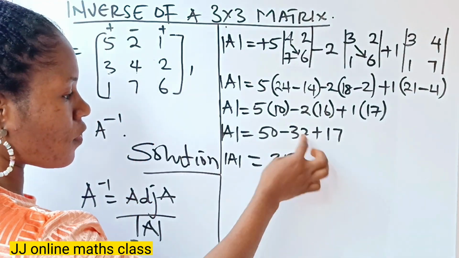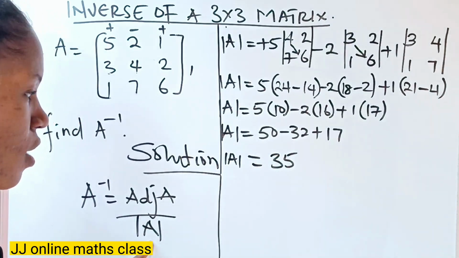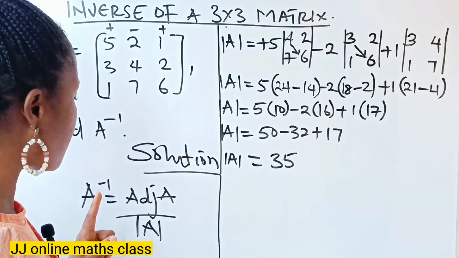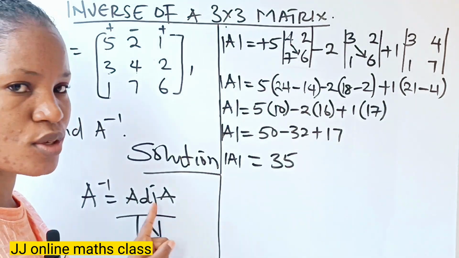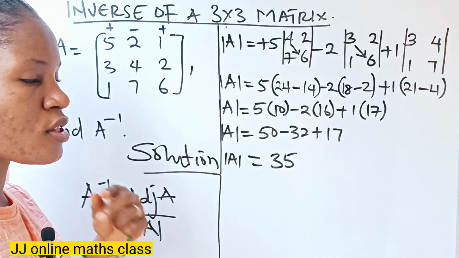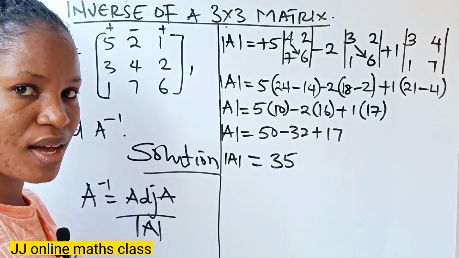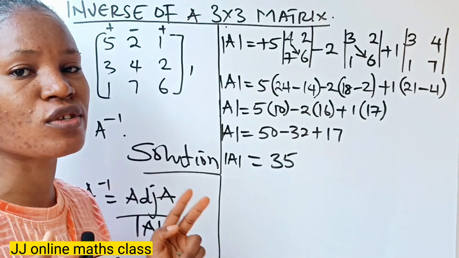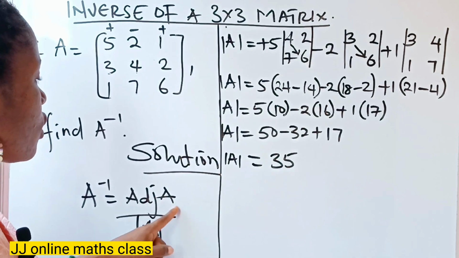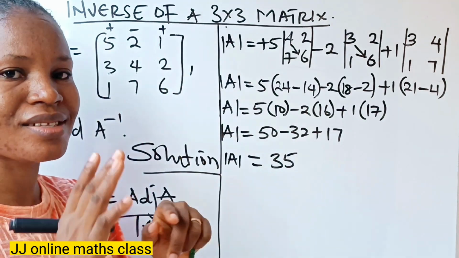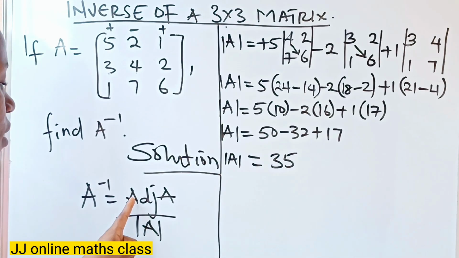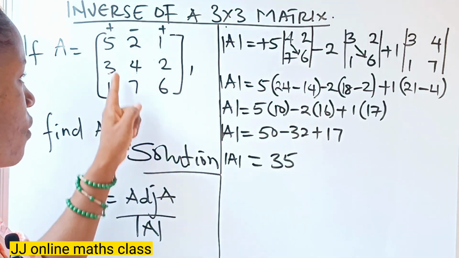So our determinant of A is this 35. We have found this. Now for us to get this A inverse, we need the adjoint of A. For the adjoint of a 2 by 2 matrix, check this channel as well, I have a detailed video on that. Now the adjoint of a 3 by 3 matrix is a different ball game. So let's go ahead and find the adjoint of A.